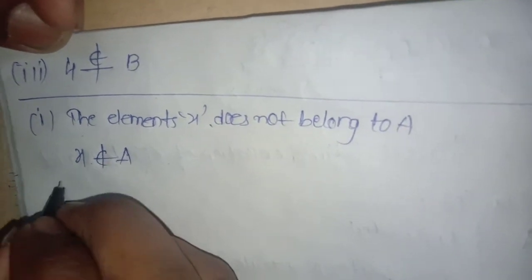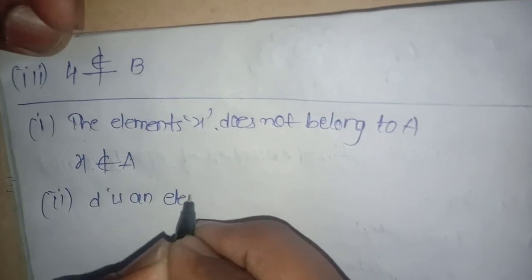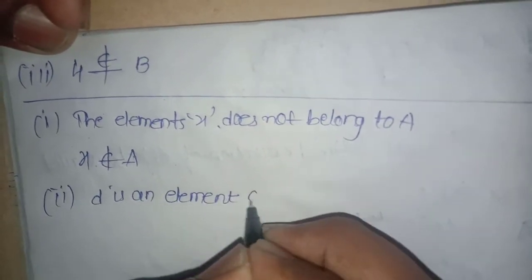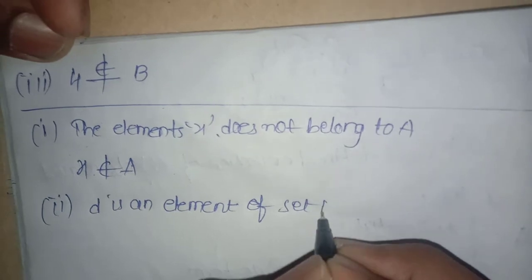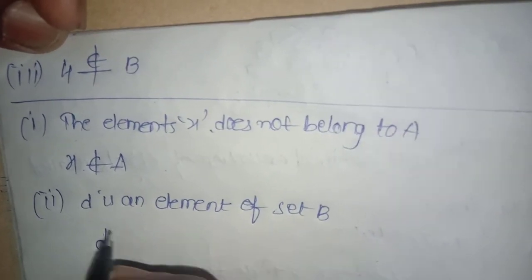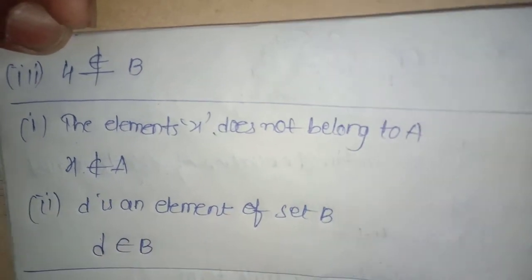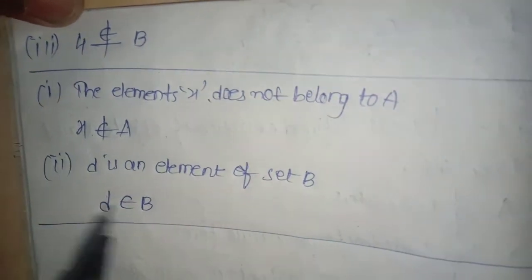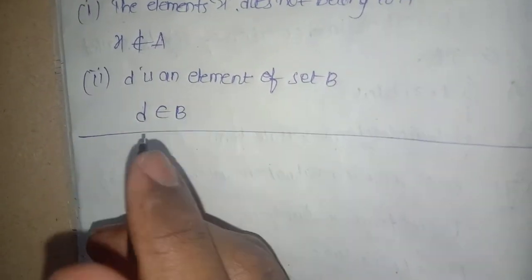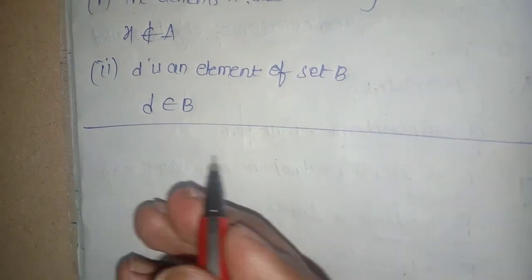Next example. D is an element of set B. So if D is an element of set B, then it will be written as belongs to set B. Like this, when sentences are given, we have to write in this form. Next, sentences are given and we have to say whether they are true or false.